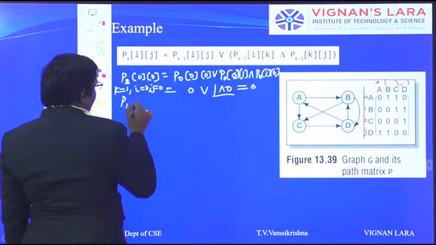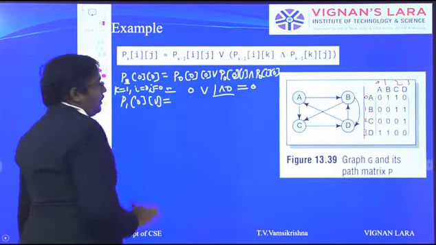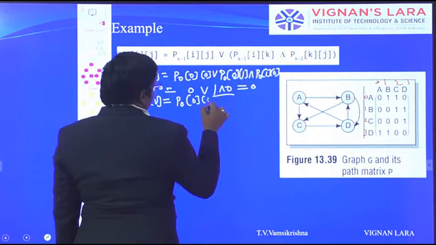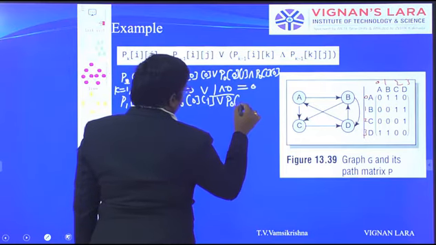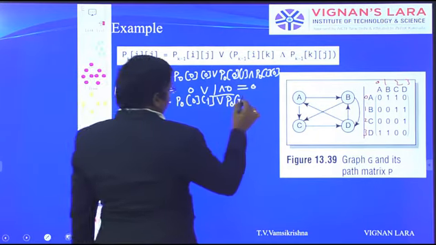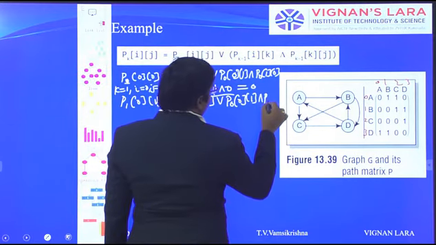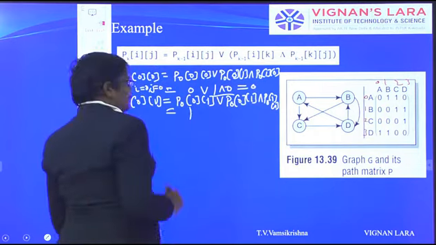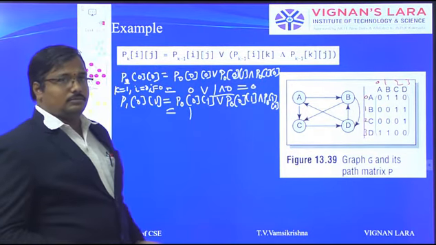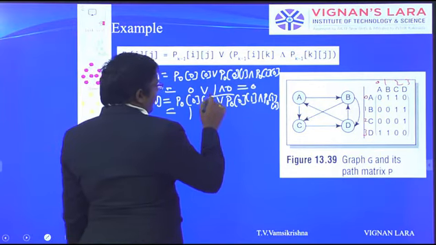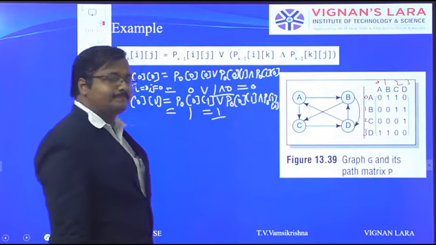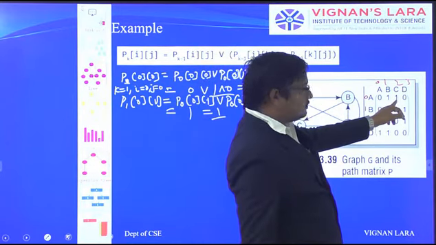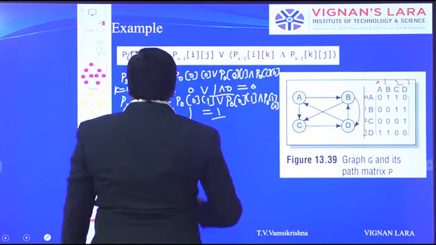Next, again we are calculating P1 of 0, 1. Here P of 0, 0, 1 is the intermediate vertex. So 0, 1 and P of 1, 1. 0, 1 value is already 1, so no need to compute this. Why? Because 1 OR something, definitely it is 1. In the next case also it is 1, so no need to compute again. So this one we are computing.